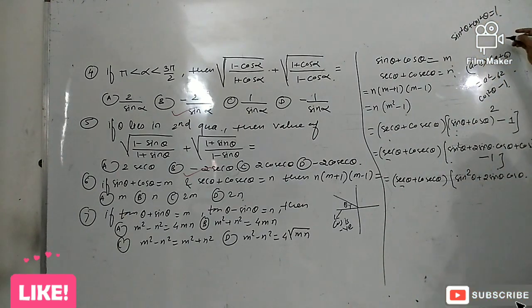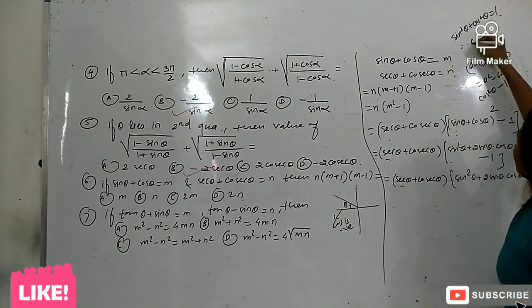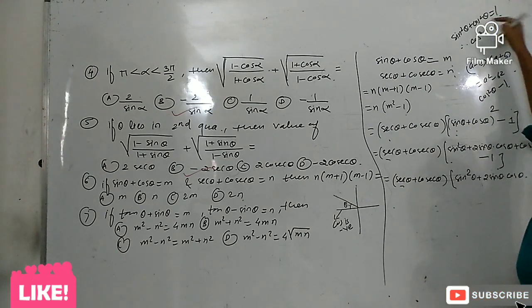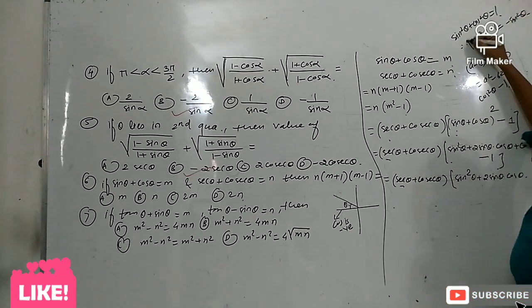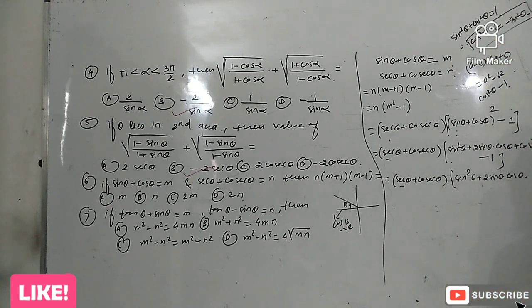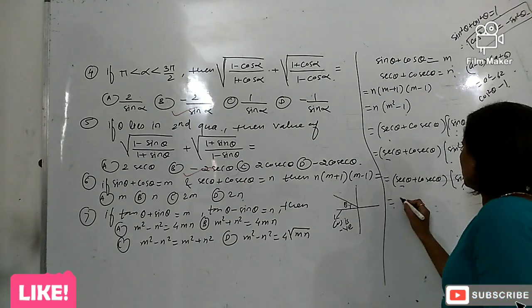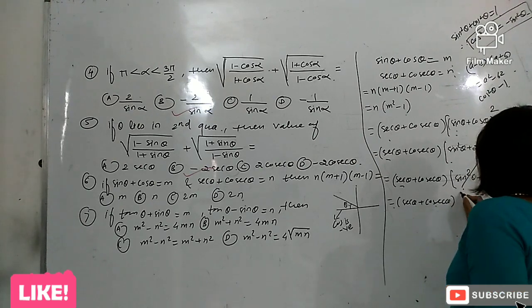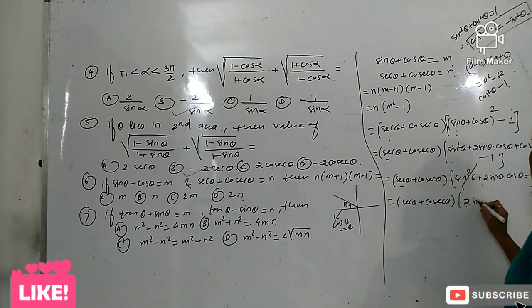So cos square theta minus 1 means, from this identity, shift this 1 toward the LHS, so it will get minus, and this value you will get minus sine square theta. So use this value, cos square theta minus 1 is minus sine square theta. Okay, so this plus sine square, minus sine square get cancelled, and finally you will get that (sec theta plus cosec theta) in the bracket, 2 sin theta into cos theta.